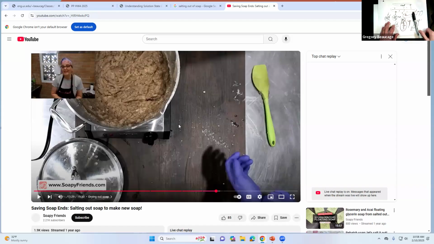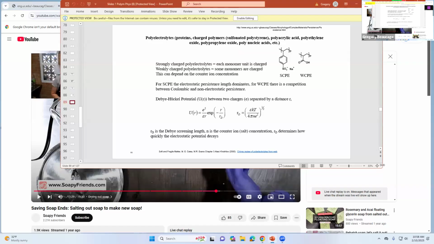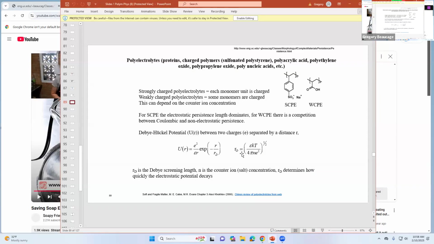As you're adding the salt, what you're doing is decreasing the Debye screening length. If you watch that whole video, it's really gross, cooking soap, but anyway. So this Debye screening length goes with the n, which is how much concentration of salt you put in. Then this r_D gets so small that the distance between the things disappears. In other words, the distance between the charges gets so small that there's no charge effect in the system. So you can salt out polymers, polyelectrolytes too, the same way.